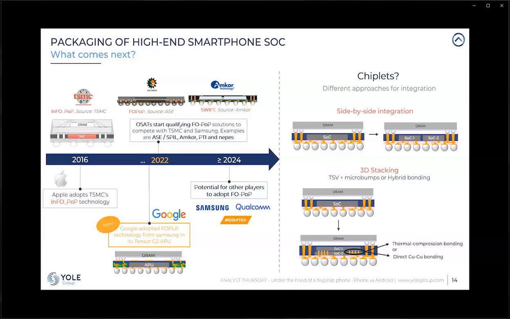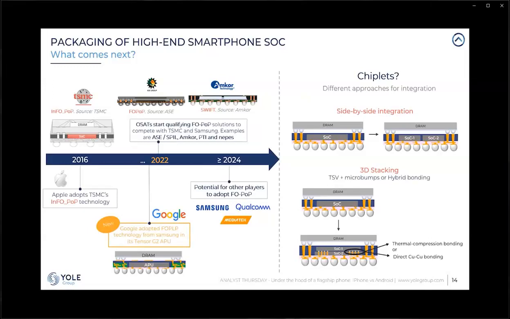And for the case of 3D stacking, we have two possibilities. We have thermal compression bonding with microbumps or hybrid bonding. Since TSMC is already developing the hybrid bonding technology for some time, and they are actually developing it for mobile APU in particular, we believe that Apple will probably be using this kind of package in the future, probably around 2025, as I mentioned.